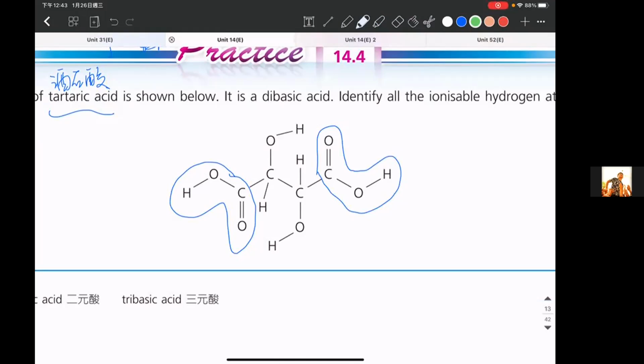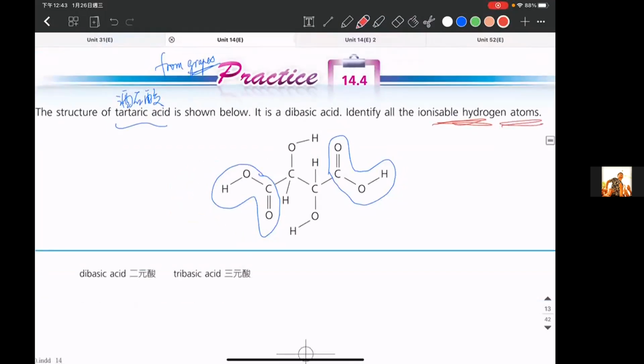So the ionizable hydrogen atom is inside the COOH group. So where is it? Here, and also here. So the basicity of the acid is 2, which means that this acid is a dibasic acid. Can you get my point? It's dibasic acid. Questions?